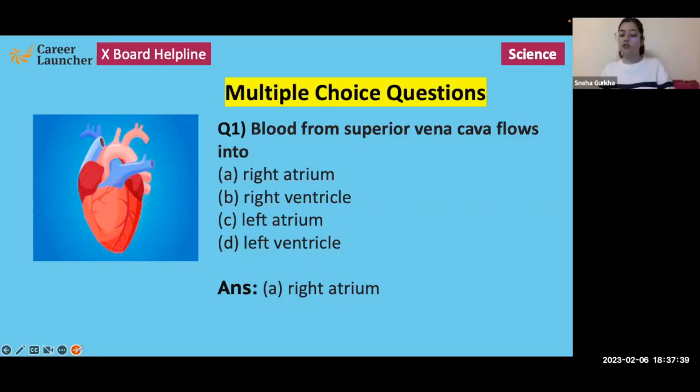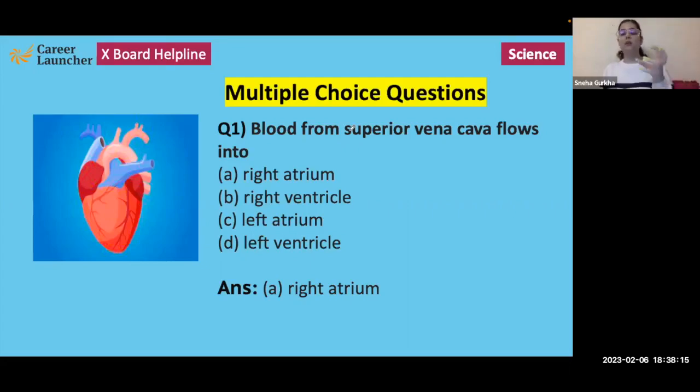So this is a very straightforward question. Blood from superior vena cava flows into, right? If we are well aware of the structure and the function, we know that blood from the superior vena cava... the first thing that should strike our mind is what type of blood the superior vena cava is bringing in. The superior vena cava brings deoxygenated blood from the upper parts of the body and it pushes it into the right atrium, right?